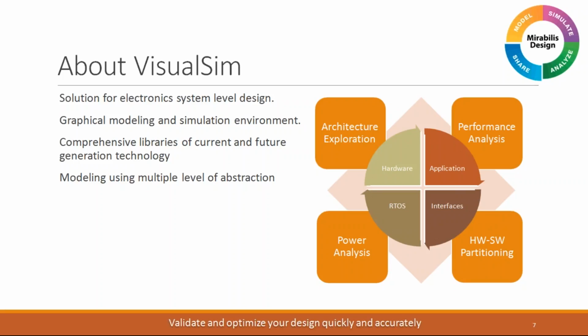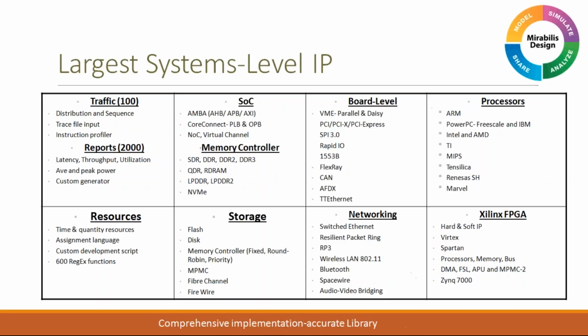And these library blocks that we offer are provided in multiple abstraction levels. We call them the statistical level and the cycle accurate level. So based on the level of detail or the level of accuracy that you need, you can select these library blocks and start modeling immediately. As I mentioned, please feel free to post your questions if you have any.